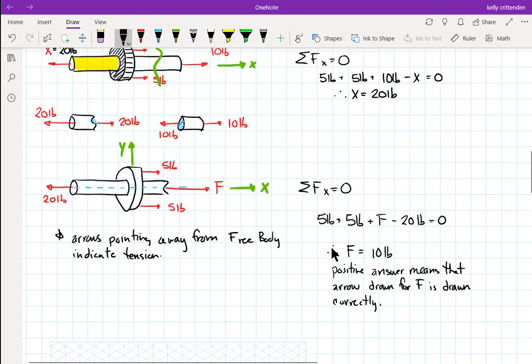So if I had solved this thing and F came out to be negative, that would mean that I should have drawn that arrow pointing the opposite direction of what I drew. And so that would point it towards the body, which would mean it was compression in that little section of the shaft or whatever this thing is. So keep those things in mind. Tension and compression, they are going to be big concepts.